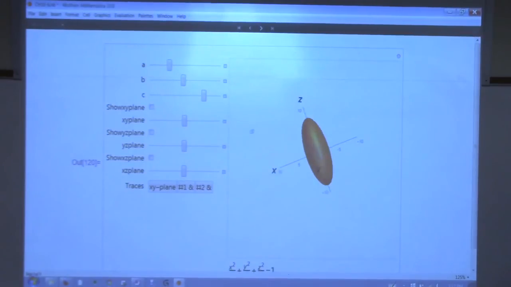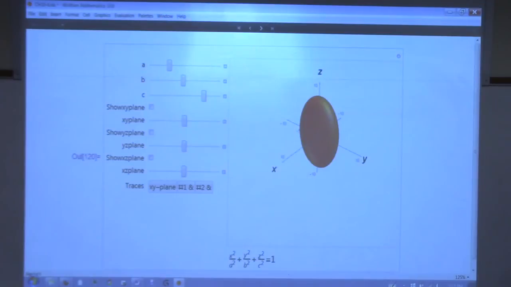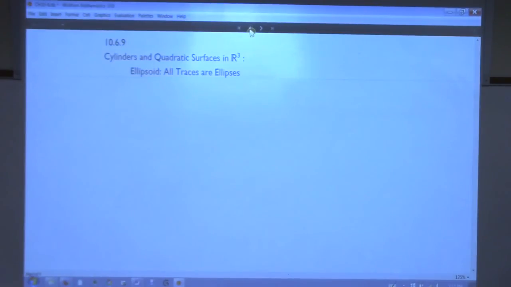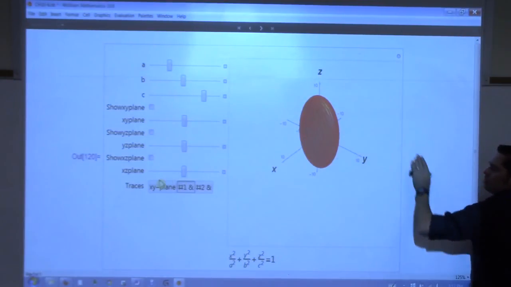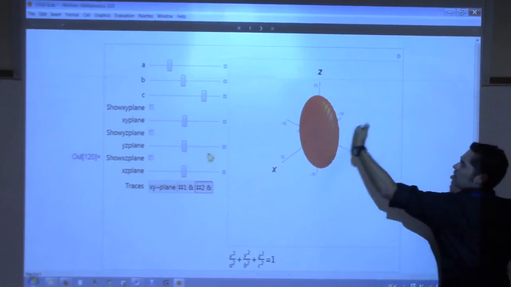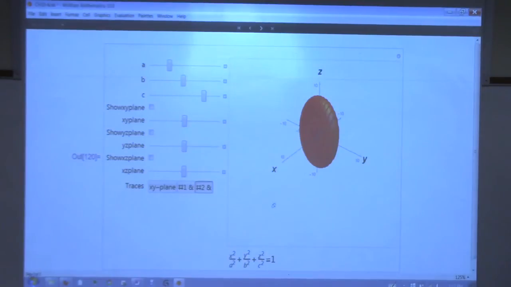Looks like an egg. All traces are ellipses. Now, in an effort to save time, I'm just going to show you all the traces. There's a bunch of traces. Slicing it that way. Boom. Cut it up the other way. These are traces coming like this. And then if you want to go like this, cut it this way, there's a bunch of traces. All of those are ellipses, no matter how you cut it.